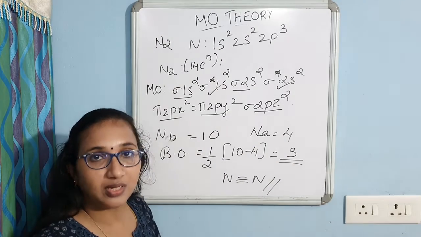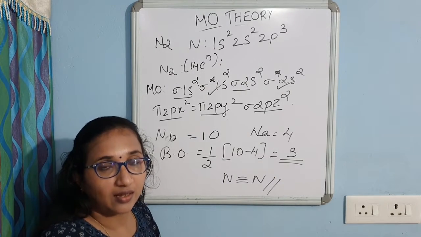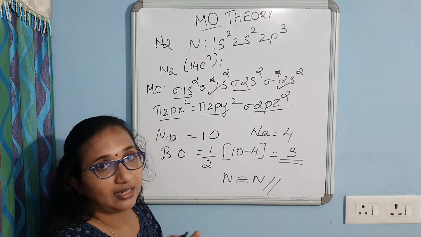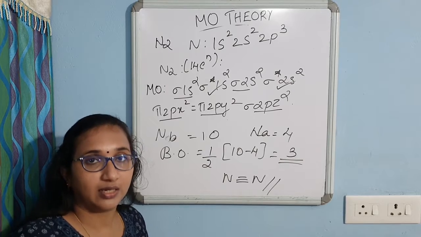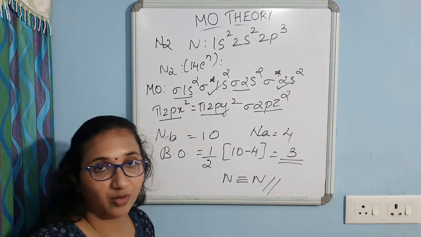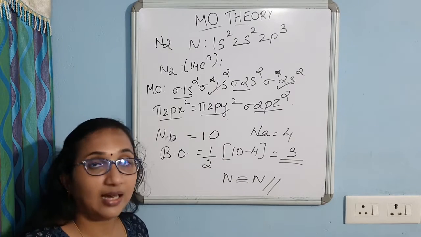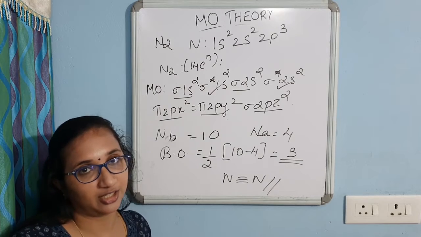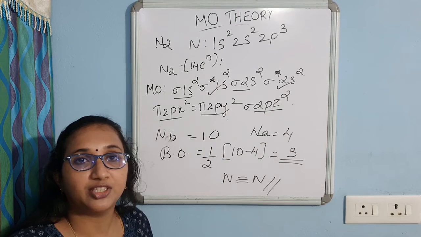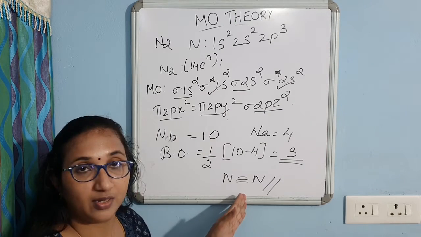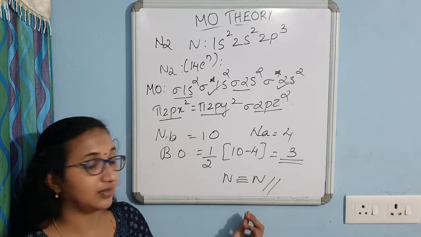Higher the bond order, higher will be the stability of the molecule. We have seen the hydrogen molecule, helium molecule and B2. When we compare, bond order will be higher for the nitrogen molecule. Higher the bond order, higher will be the stability and higher will be the bond dissociation energy also, because bond dissociation energy is the amount of energy required to break the bond. Here, since we have three bonds, high energy is required to break them.